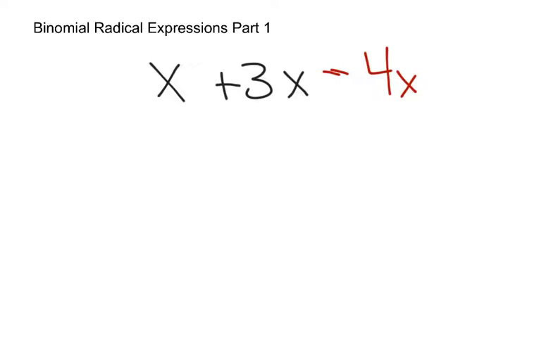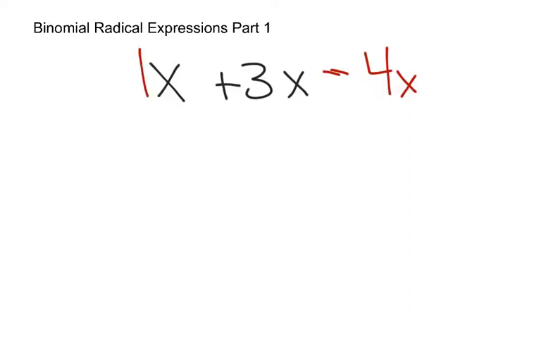In order to talk about binomial radical expressions, we're going to start by talking about how we add and subtract expressions that have radicals in them. We've already done some simple multiplying and dividing, so I'm going to start you off with something that you should know how to do. If I give you x plus 3x, and I said add them, you'd be able to tell me it's 4x. Because they're like terms, and when you have like terms, you just add the coefficients, the numbers in front.